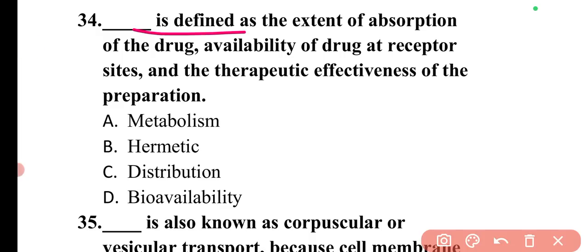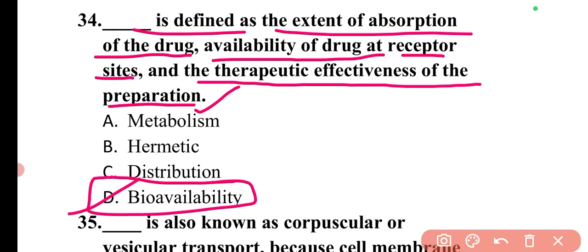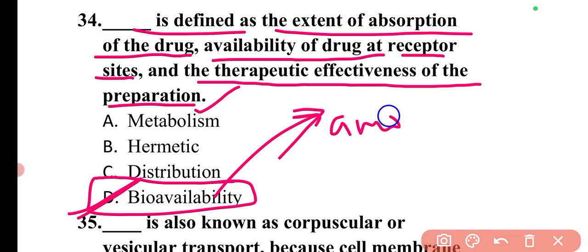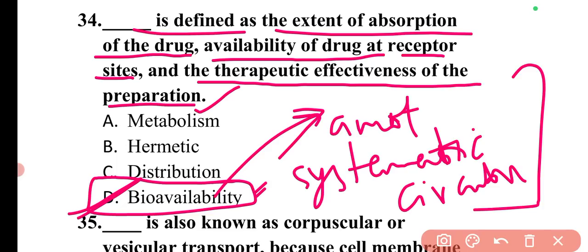Next question is, dash is defined as the extent of absorption of the drug, availability of drug at receptor sites, and the therapeutic effectiveness of the preparation. So this is the bioavailability in simple terms. Sometimes a question can be asked in different forms. So the definition can also say: the amount of drug that reaches the systemic circulation is the bioavailability of the drug, or the rate and extent at which the drug is reaching the systemic circulation, that is the bioavailability. So this definition is also very important.